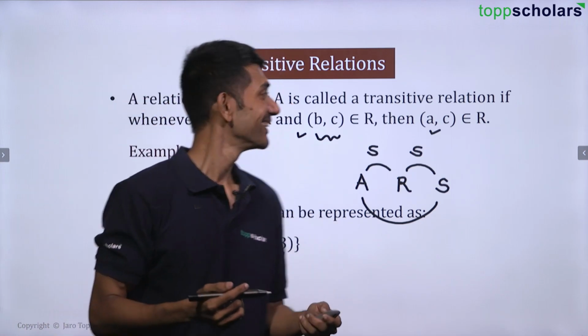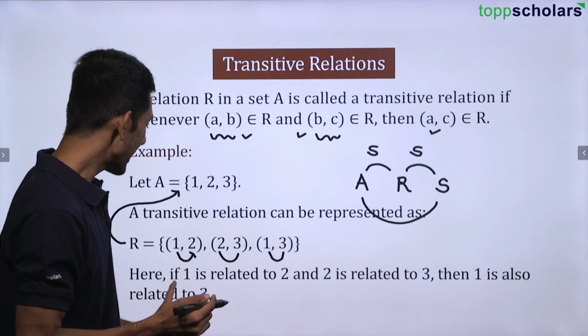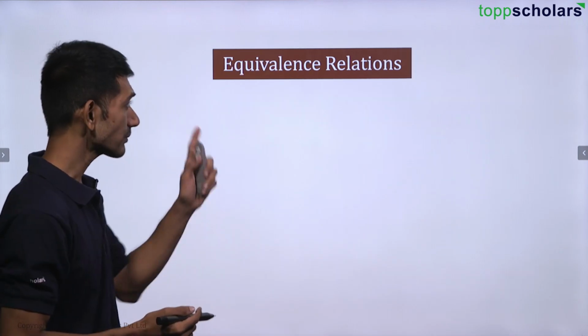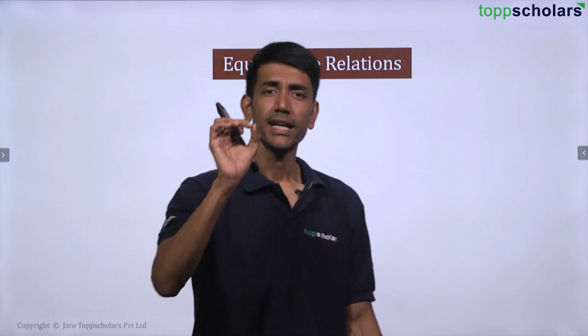Let's continue. So we can say that if 1 is related to 2 and 2 is related to 3, then 1 is also related to 3. Now this is very important.